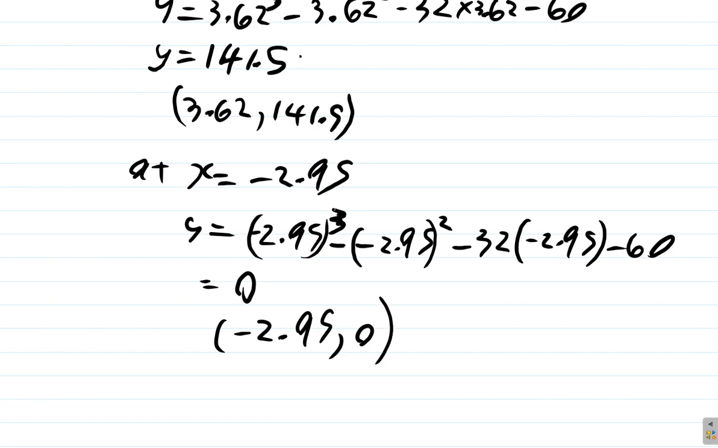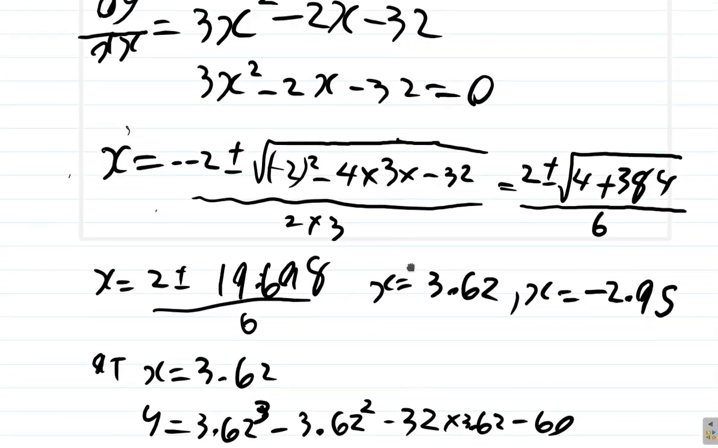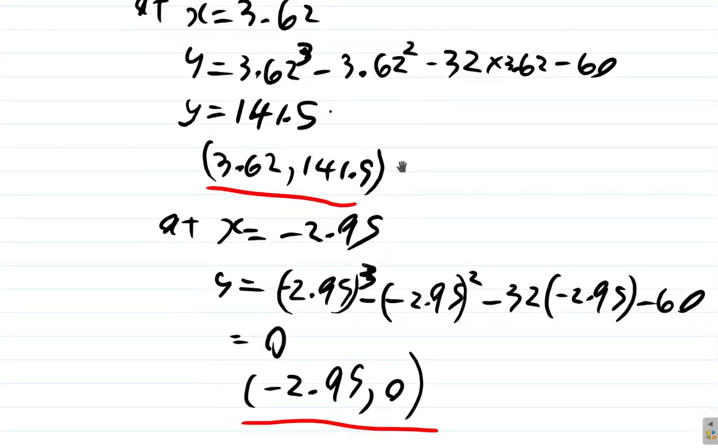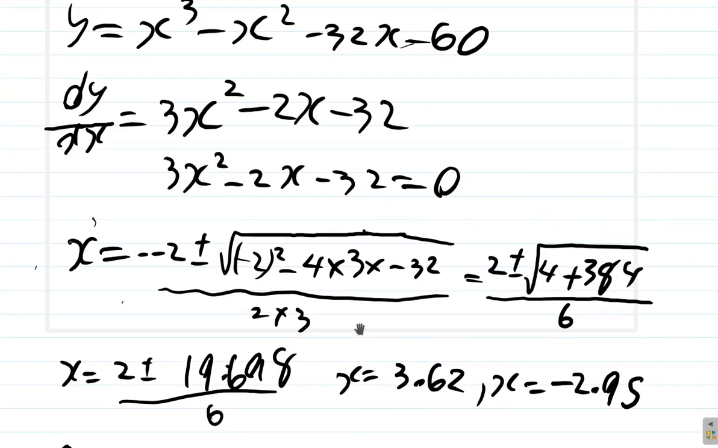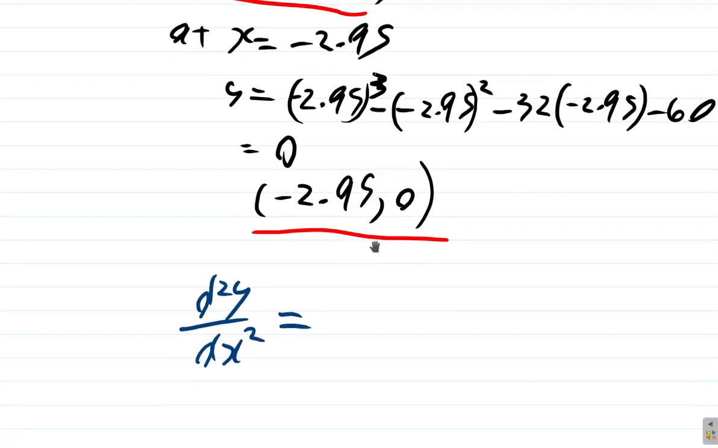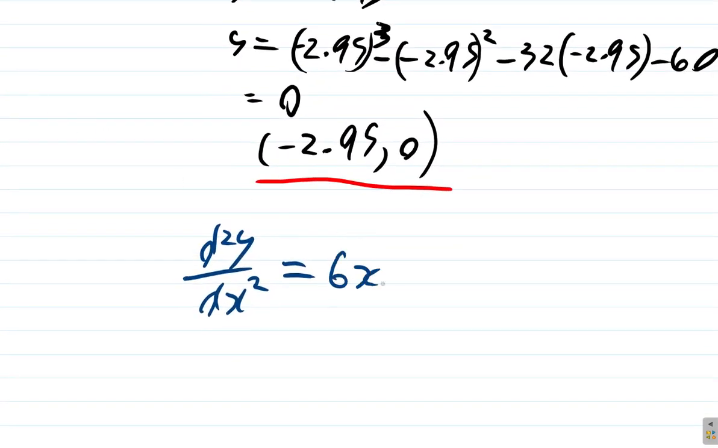So we have the two locations here. Now, we want the nature of the stationary point. To get the nature of the stationary point, let us differentiate again. d squared y by dx squared equals, dy by dx is 3x squared minus 2x minus 32. So d squared y by dx squared would be 6x minus 2. It's 6x minus 2 that you would get.